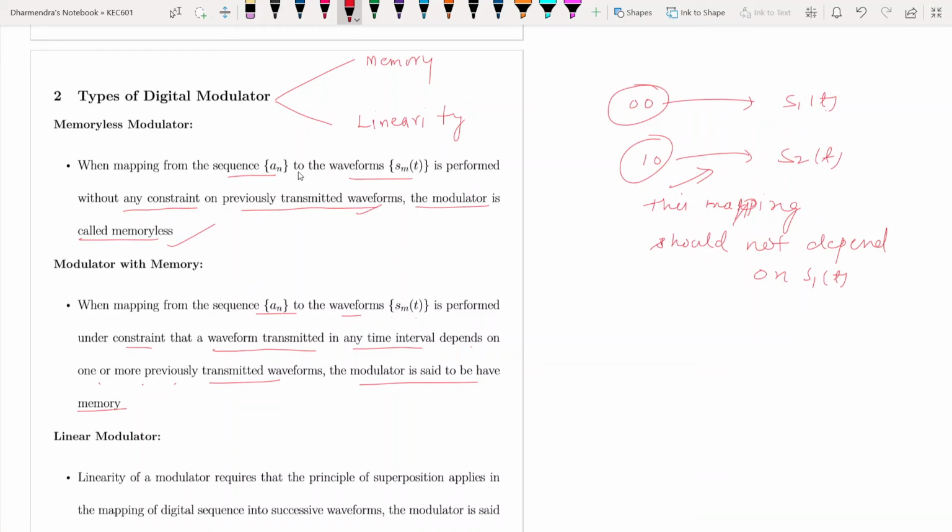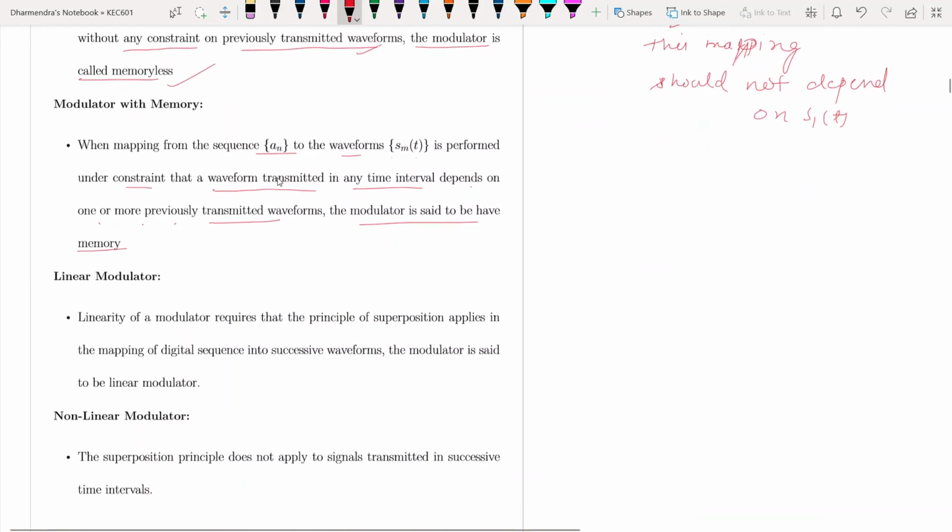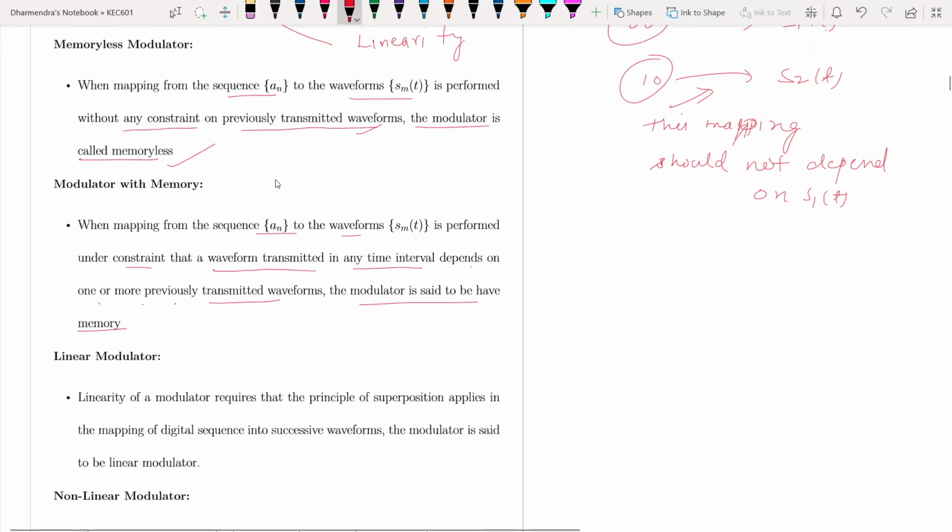Okay. So understand the difference between a memoryless modulator and a modulator with memory. Because the transmission of the mapping from a sequence to the waveform depends on what the previous waveform transmitted was. For memoryless, no. But for a modulator with memory, the mapping from a sequence AN to a waveform SN depends upon one or more previously transmitted waveforms.